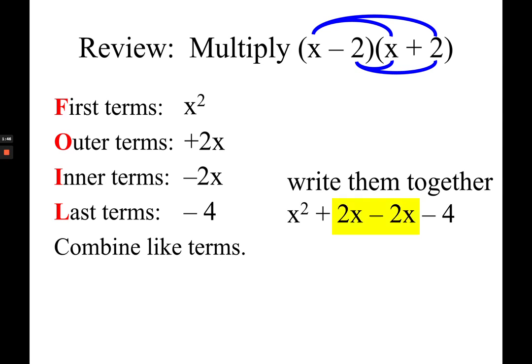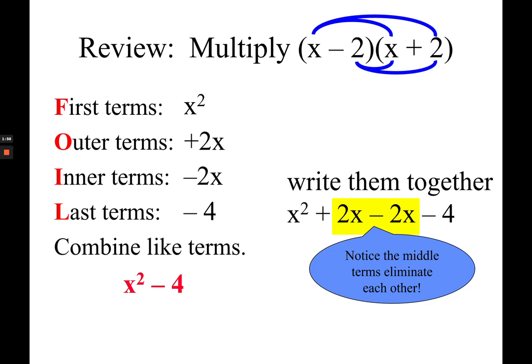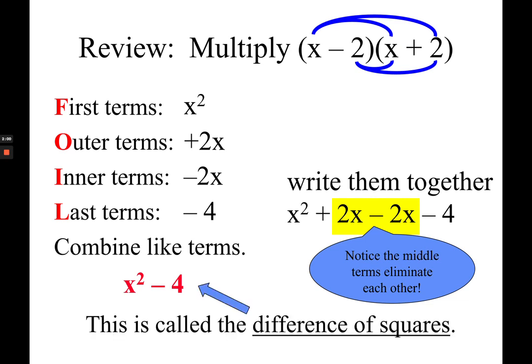When you combine like terms, they're gone. You have only the first and the last result. Notice the middle terms eliminate each other. The result is called difference of two squares because the first term is a square and there's a minus, which is difference, and 4 is a perfect square number.